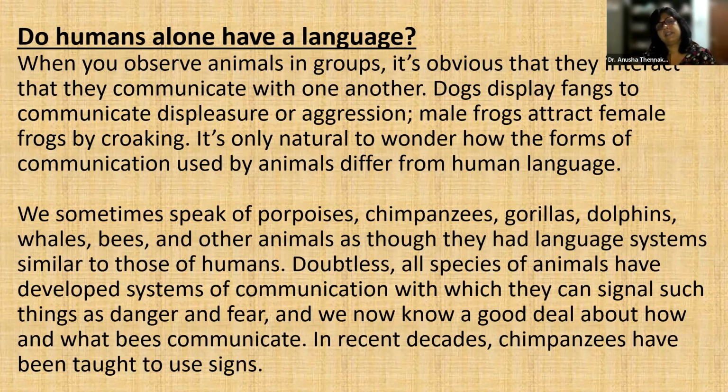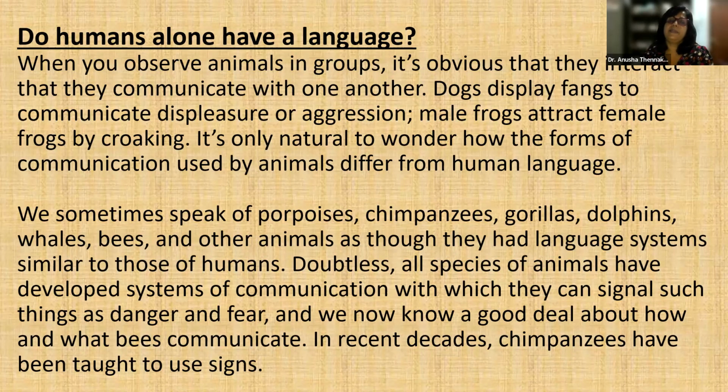We sometimes speak of porpoises. Porpoises means, in Sinhala we call muhudu ura. I don't know whether you got the idea, that is a kind of creature in the sea. Then chimpanzees, gorillas, dolphins, whales, bees, and other animals are spoken of as though they had language systems similar to those of humans. So they communicate very nicely.